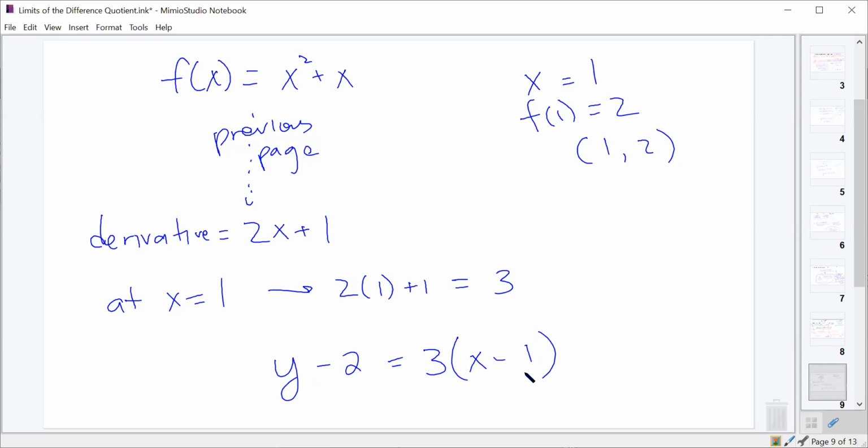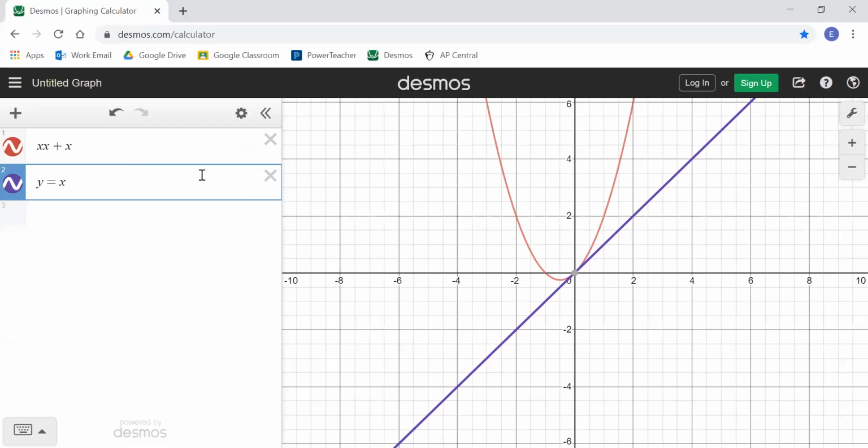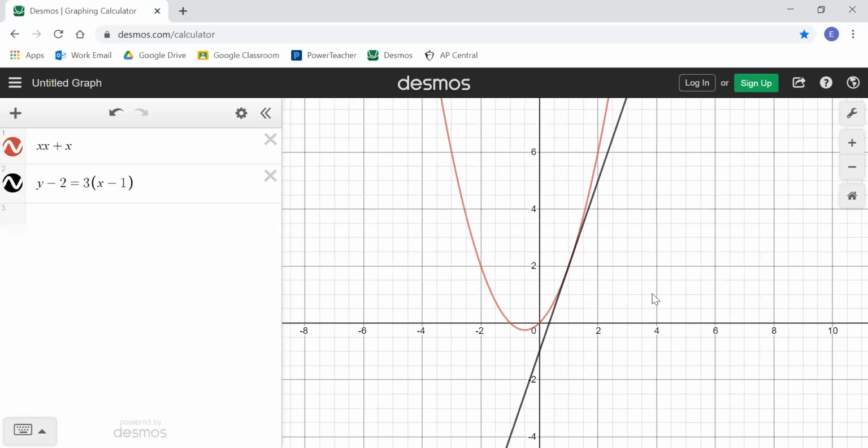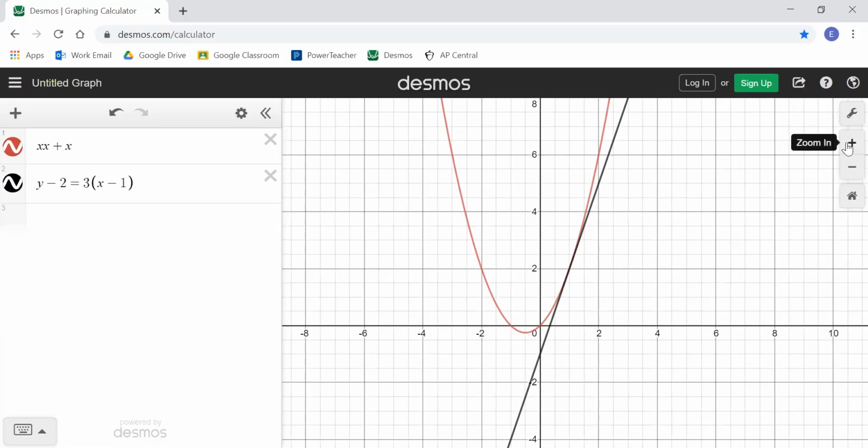And point slope form's always good. You don't ever need to convert out of that unless they specifically ask you to on the AP test, and I will never specifically ask you to. So let's go in and get rid of y equals x now. We had y minus 2 equals 3 times x minus 1. And if we look at that, it sure looks like that's right. It's below our parabola. It touches that point at 1, 2 and stays below it. And that's the tangent line to the function at x equals 1.